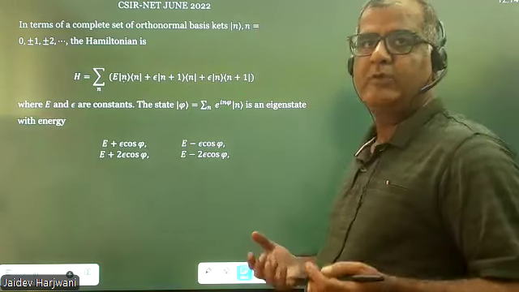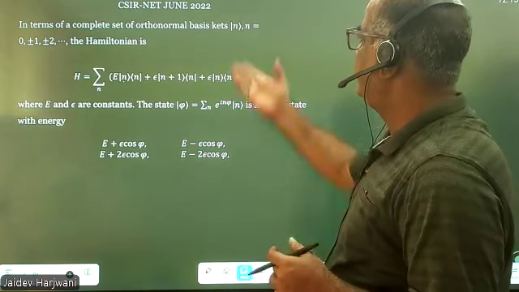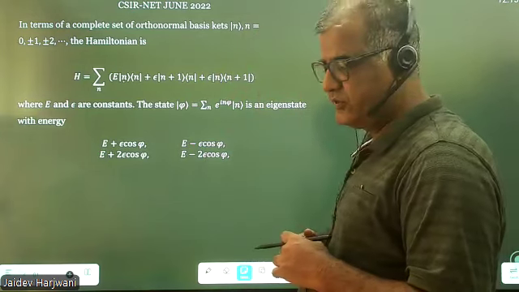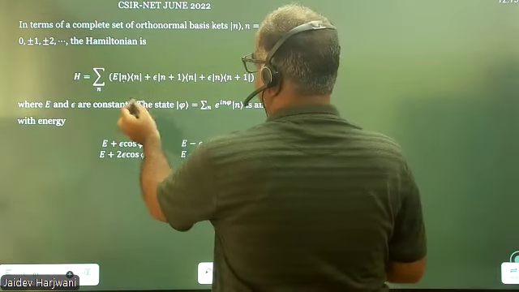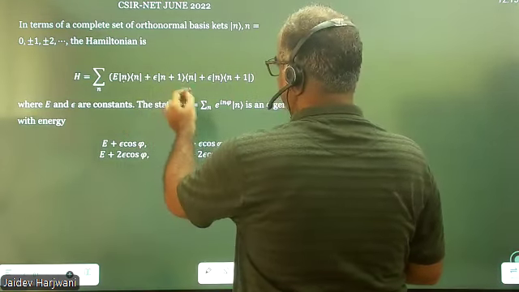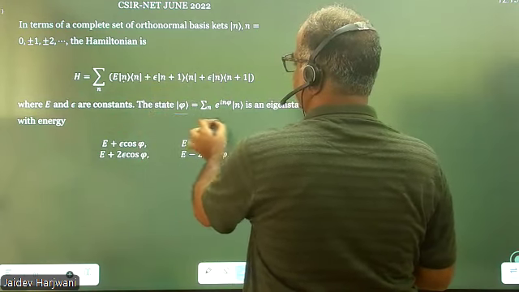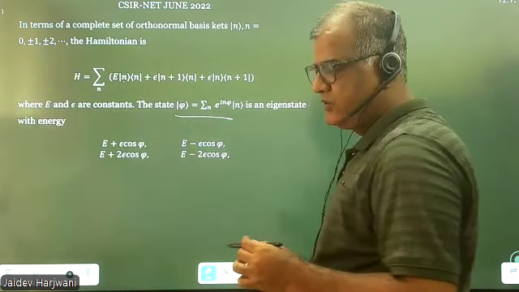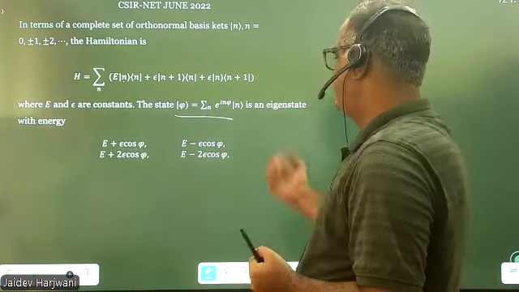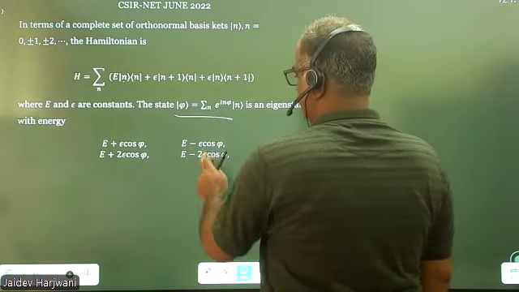And now I'm going to solve some problems from the CSIR-NET exam. This problem came in June 2022, and here they have given you the Hamiltonian, and they're asking what is the energy value for this given eigenstate. So this is the eigenstate for a given Hamiltonian, and we need to calculate the energy for this eigenstate. So let us calculate this value.